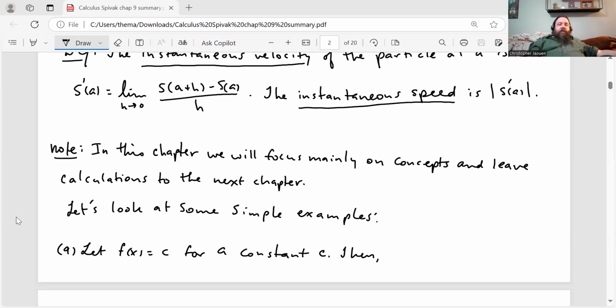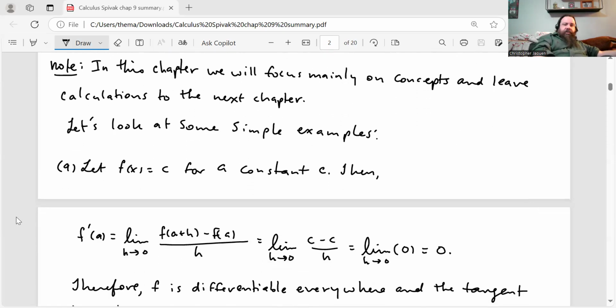Okay, here I have a note. In this chapter, we'll focus mainly on concepts and leave calculations to the next chapter. So this one, we're just going to explore some things about the differentiation, about the derivative. In the next chapter, we'll look at calculation techniques for the derivative. All right, let's look at some examples.